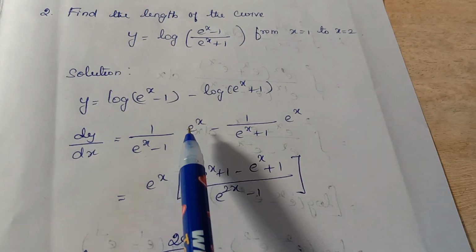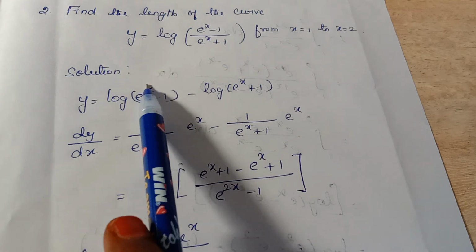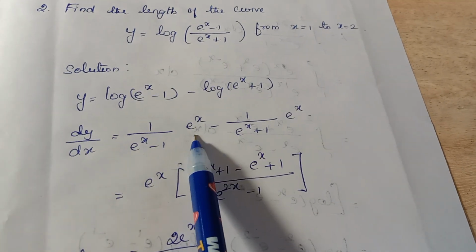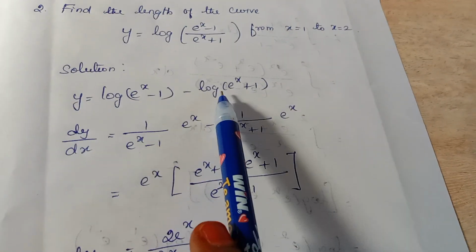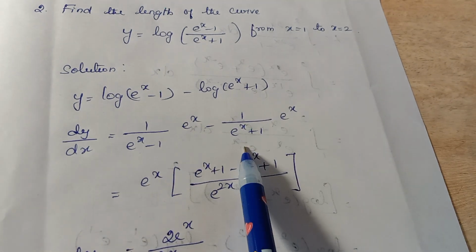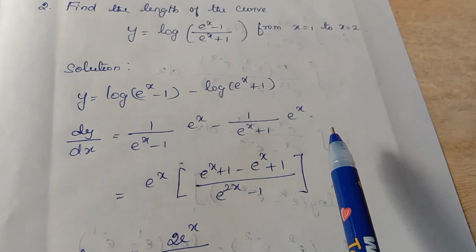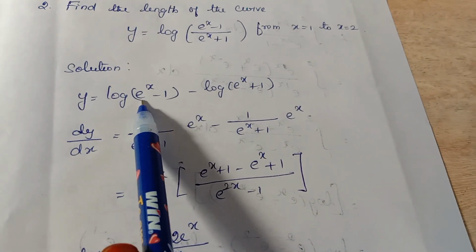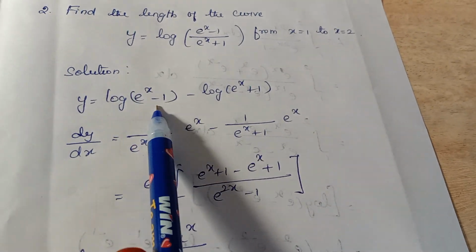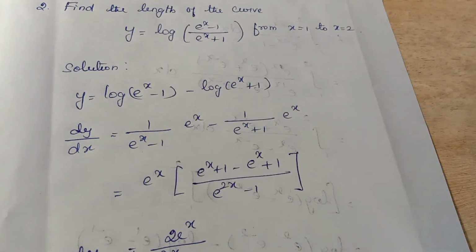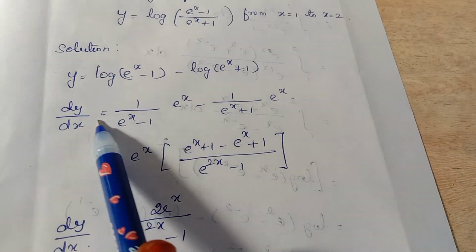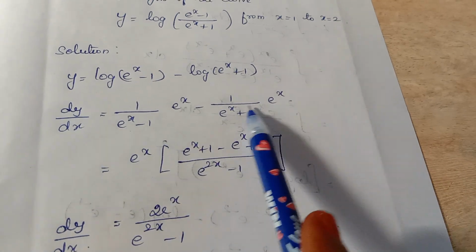So 1 by e power x minus 1 into the differentiation of this term. What is the differentiation of this term? Simply e power x. Minus, here also the differentiation of logarithm is 1 by e power x plus 1 into the differentiation of this term, which is e power x. Why do we do it like this? Because here it is not simply x, it is e power x minus 1, so we have to apply the chain rule for differentiation.